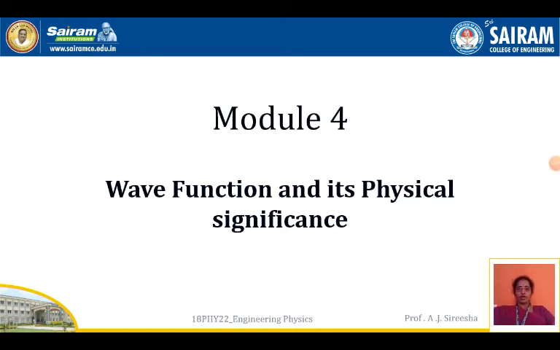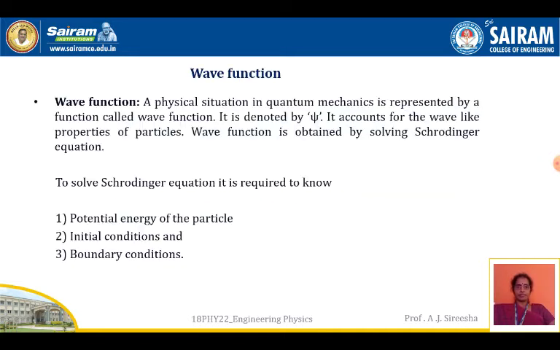Now today we are going to see the wave function and its physical significance in quantum mechanics. Now what is a wave function? A physical situation in quantum mechanics is represented by a function called a wave function. It is denoted by psi. It accounts for the wave-like properties of particles. The wave function is obtained by solving Schrodinger's wave equation.